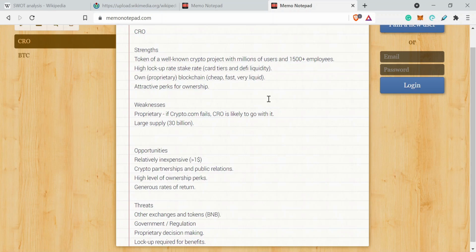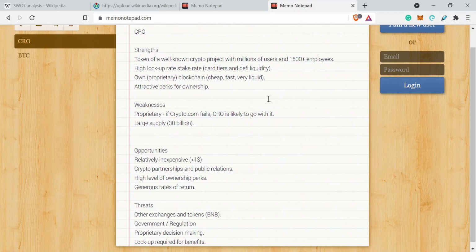There are numerous opportunities to invest in other cryptocurrencies. There are trading incentives, etc., etc. So there's lots of attractive perks for owning this particular cryptocurrency. There's rebates on Netflix, Spotify, etc.